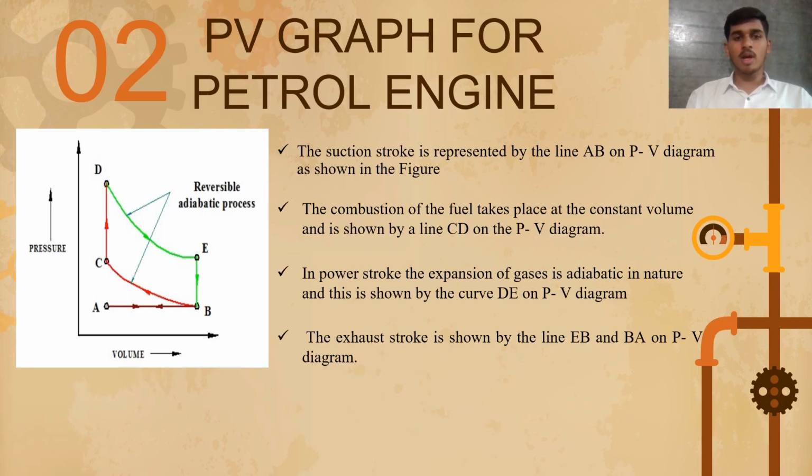So the PV graph for petrol engine. So we can see this is the PV graph for the petrol engine. The suction stroke is represented by the line AB in the PV graph, this line. The combustion of fuel takes place at constant volume as shown by the line CD on the PV graph, this line. And in the power stroke, the expansion of gases is adiabatic in nature and it is shown by the DE curve in the PV graph. So this curve. The exhaust stroke is shown by the line EB and BA on the PV graph.